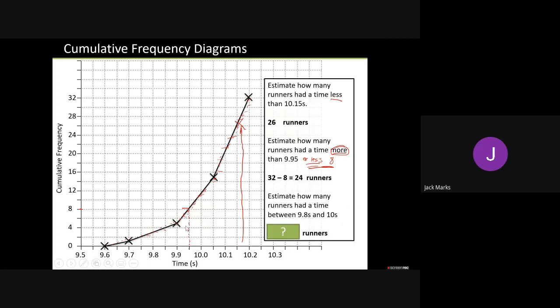Estimate how many between 9.8 and 10. So it looks to me like we're going from 3. There were 3 people up until this point here. And then there were 12 there. So I would say it looks like we're talking about, okay, well, slight difference here. They're saying 11. Oh, sorry, I picked the wrong point there. So it should be 10 seconds. So it should be about here, and they're saying that this is approximately 11. So I would just look at the numbers between these and find the difference.